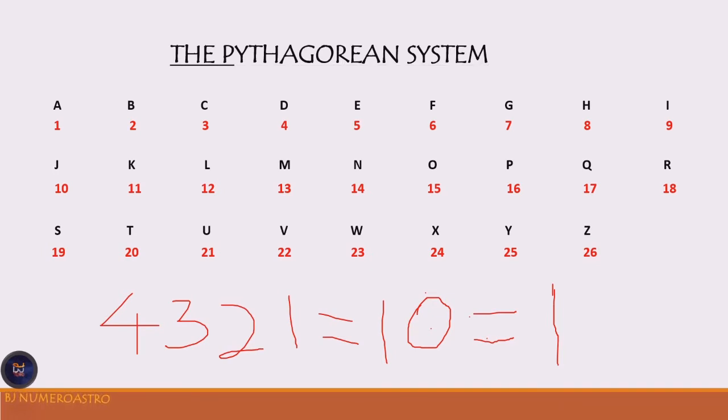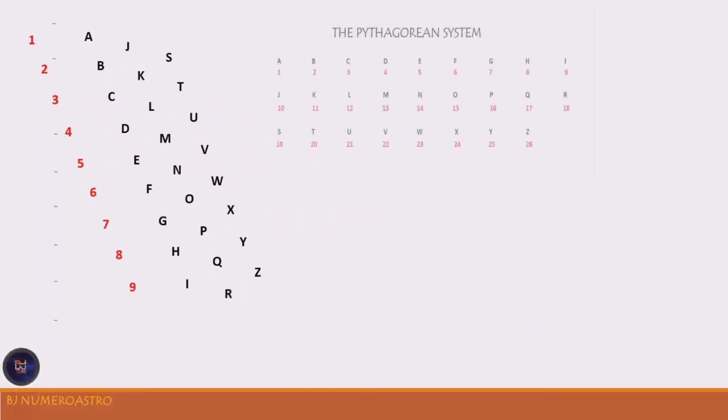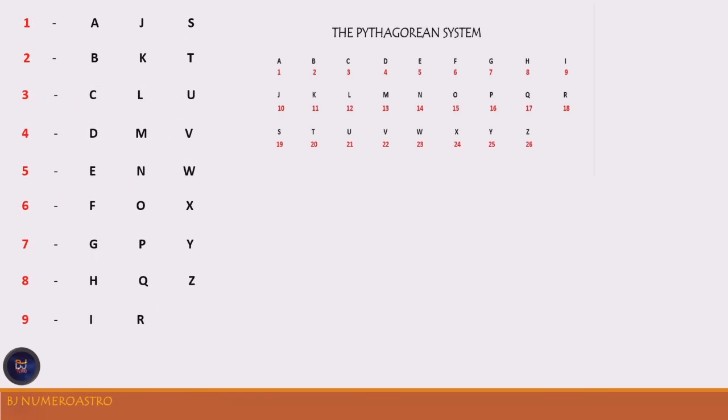So as a numerologist, we don't say 4, 3, 2, 1, we say 1. Okay, so that's it. So let's move on to the next slide. In this next slide, I'll explain just about this stuff. So I want you guys to focus on this.